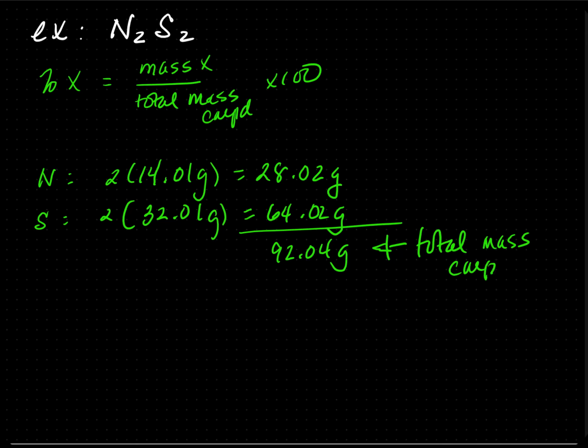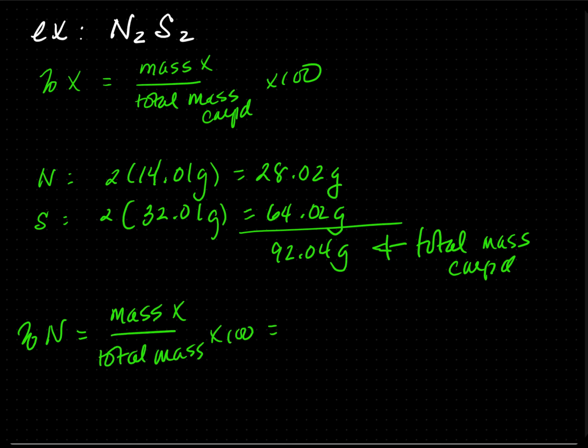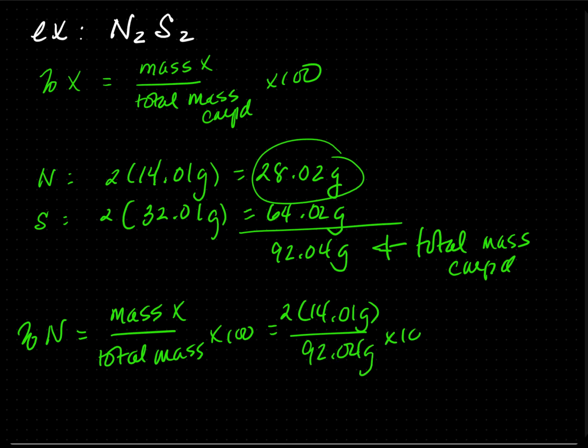So to find the percent of nitrogen, this is going to be the mass of nitrogen over the total mass times 100. The mass of nitrogen, there's more than 1, is going to be 2 times 14.01 grams. We know that is 28.02 grams over 92.04 grams times 100. This is going to equal 30.44%. Percent composition, there is no sig figs, just carry 2 to 3 digits after the decimal.